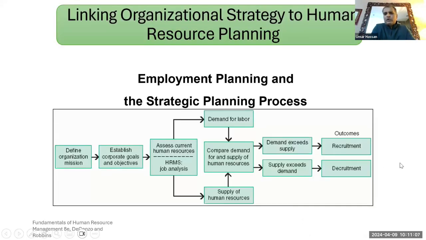Okay. So just a quick look at the employment planning and the strategic planning process. This is not a complicated kind of a graph, so you don't need to really memorize it. It's just to give you an idea. It all starts with identifying the organizational mission and vision, that what do they want to do. You know, all the functions of an organization, whether marketing, whether finance, whether research and development, whether HR, they obviously work hand in hand with the overall organizational mission. So once it is clear what the organization wants to do, then it establishes its corporate goals and objectives, and then the human resource needs are established or understood.